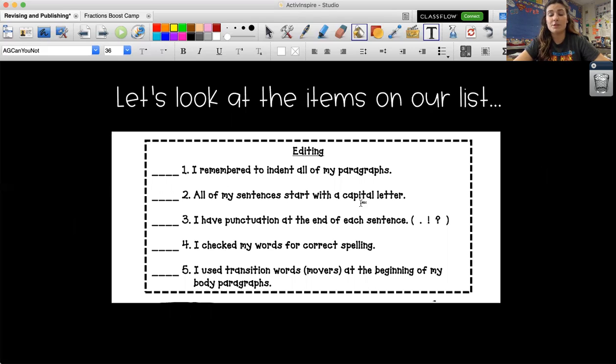Number one is I remember to indent all my paragraphs. Number two is that all of my sentences start with a capital letter. Number three is that I have punctuation at the end of the sentence, not just a period, any kind of punctuation. Number four is I checked my words for correct spelling. And number five is that I use transition words at the beginning of my body paragraphs. This is the beginning, but we're using transition words throughout our entire story. So you should be checking for those throughout the entire story.